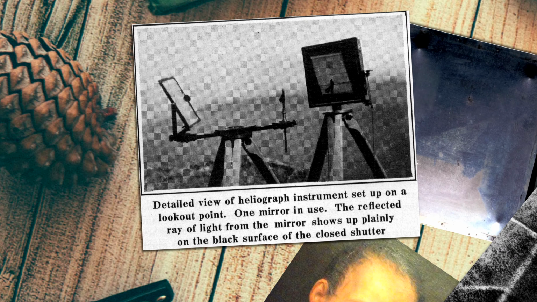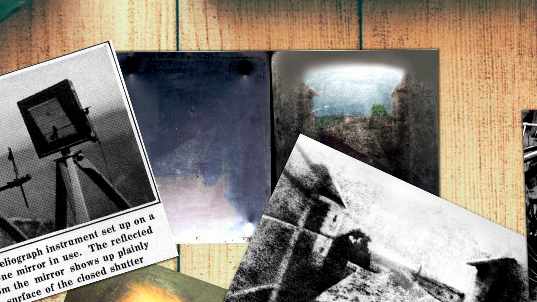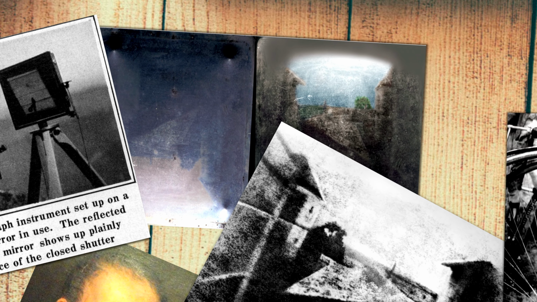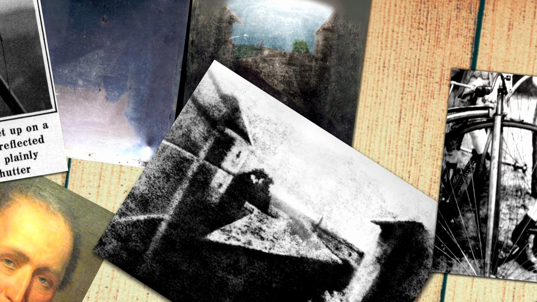The world's oldest surviving photograph is View from the Window at Lagrange, taken in 1826 or 1827. The photograph was taken using a technique called heliography, which involves treating metal plates with light-sensitive chemicals to create unique images. Then there was this picture.